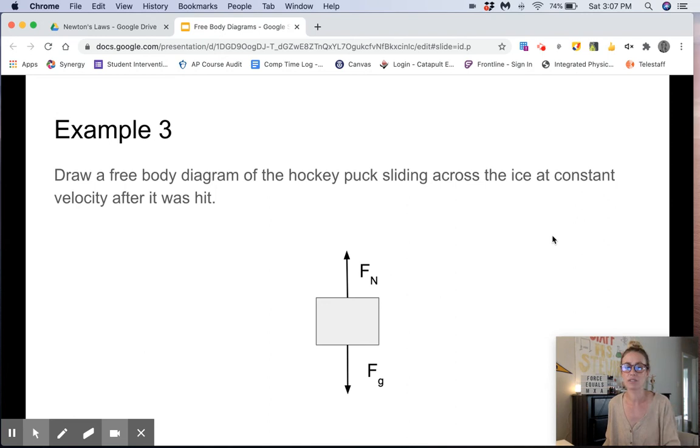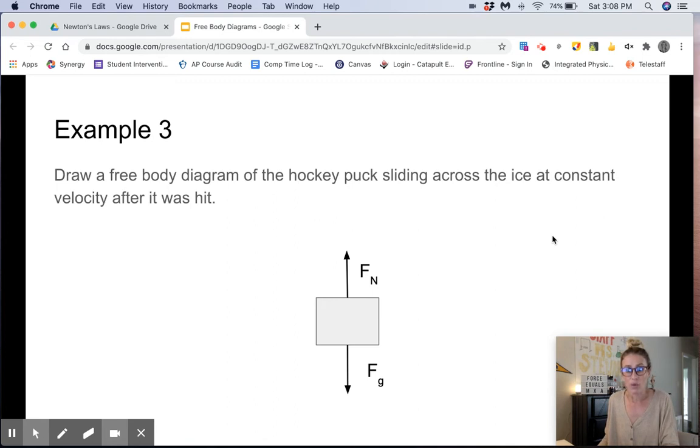So remember, constant velocity means there's no acceleration, which means that forces have to be balanced here. So this is our free body diagram. I know, it looks weird. It looks exactly like the free body diagram of the physics book sitting on the table at rest.